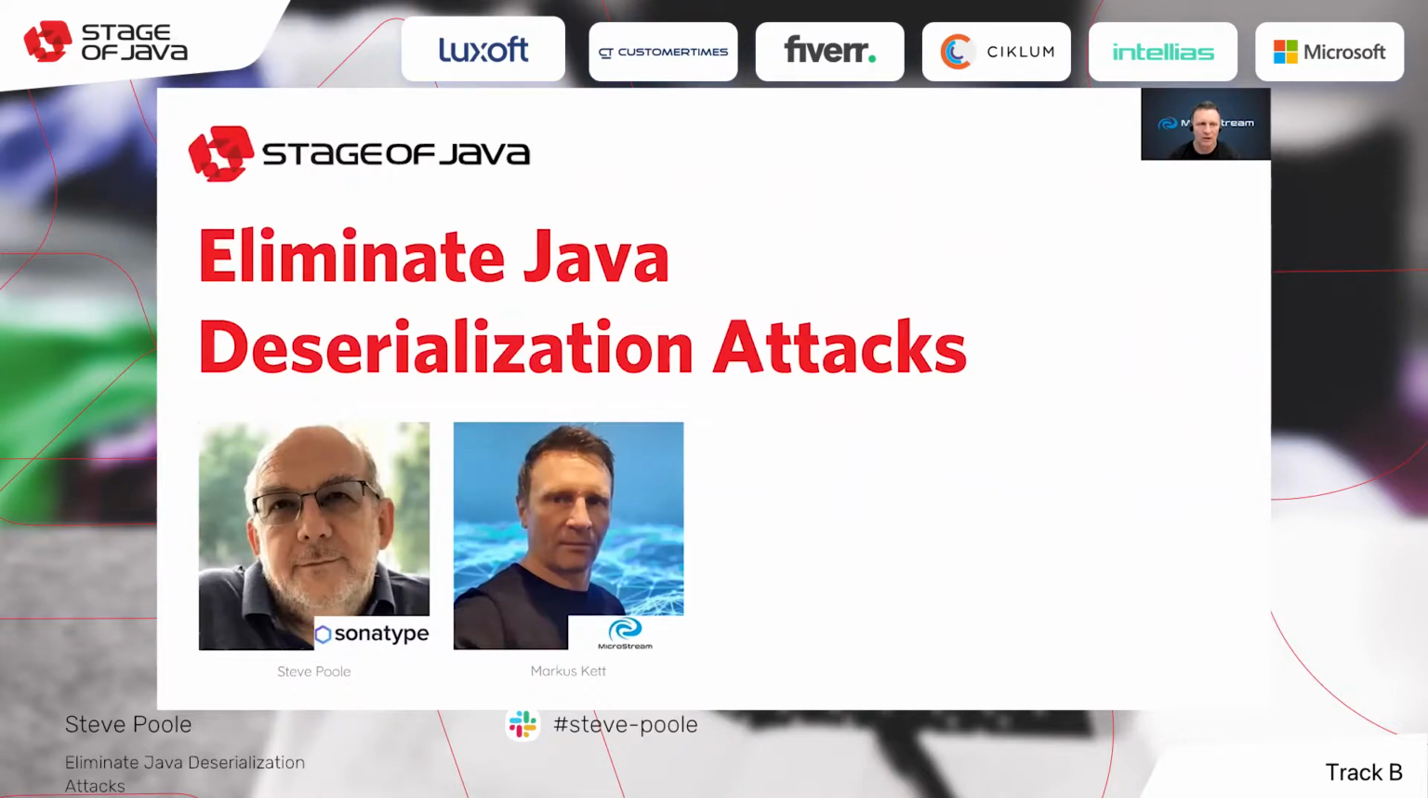Welcome to our session, Eliminate Java Deserialization Attacks. In the first part with Steve Poole, it's all about Java serialization vulnerabilities and why Java serialization is a horrible security risk. In the second part of this session, I'd like to introduce you to the MicroStream open source project, which is a highly secure serialization you can use as an alternative to the Java serialization.